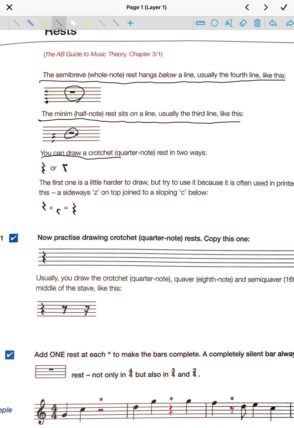You can draw a crotchet or quarter note rest in two ways, either this or this. I personally wouldn't use this because no one ever uses it. The first one is a little harder to draw, but try to use it because it is often used in printed music.